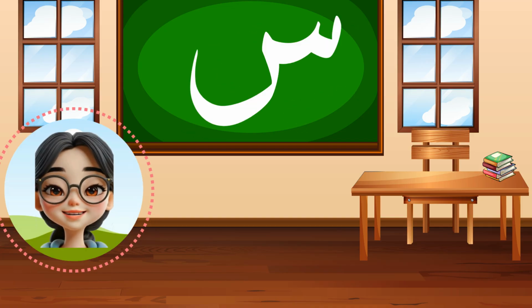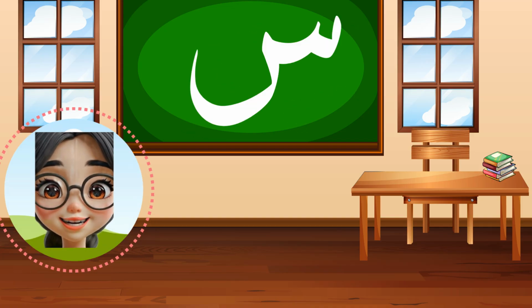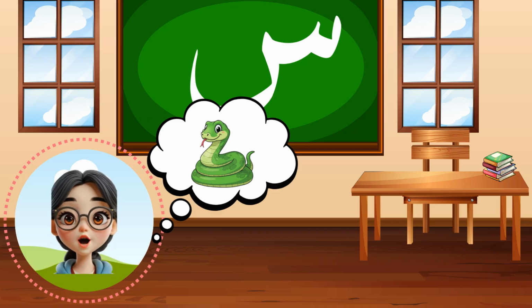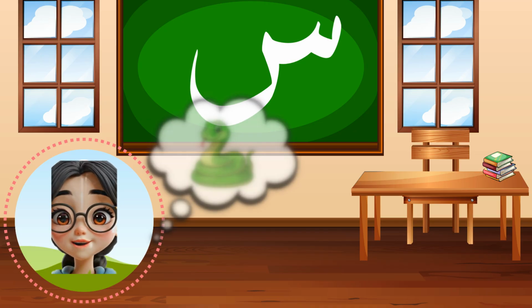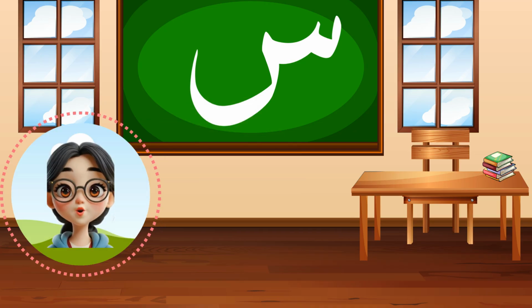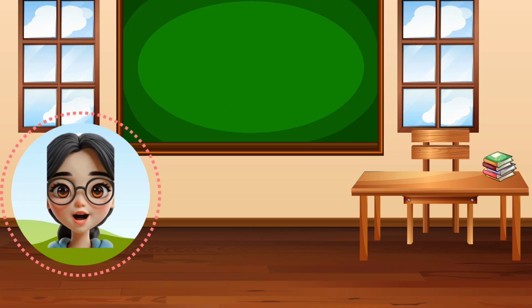The letter Seen is equivalent to the English letter S. Imagine a snake slithering smoothly. That's the sound this letter makes. Repeat it after me. Seen.